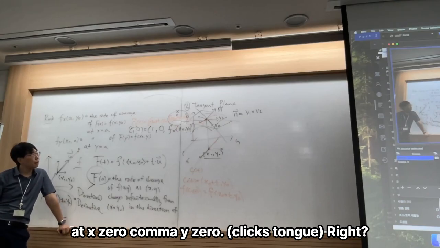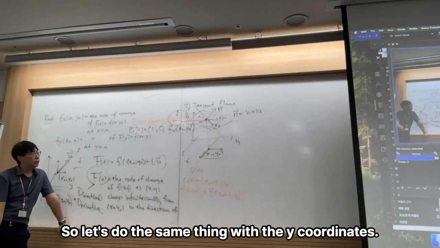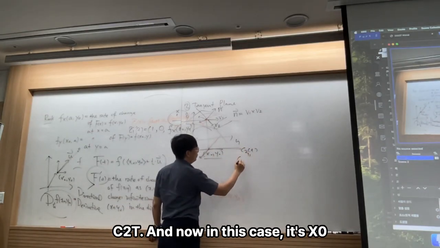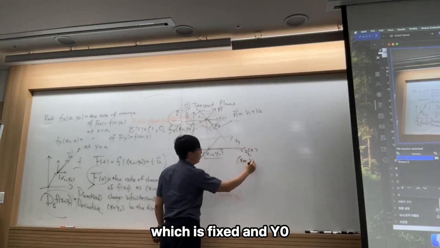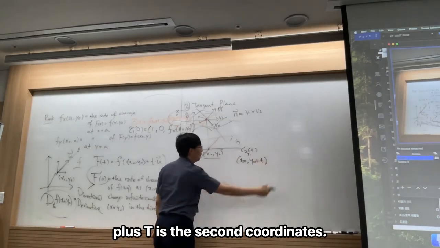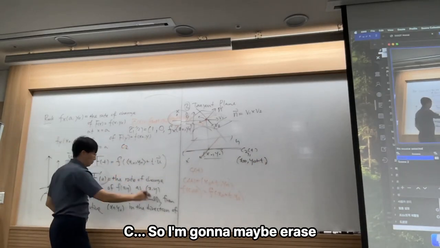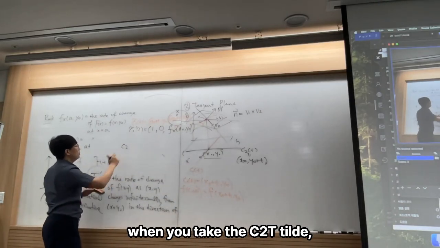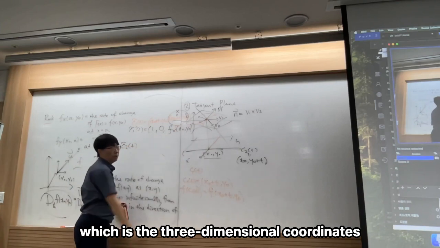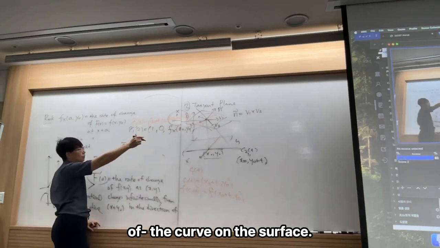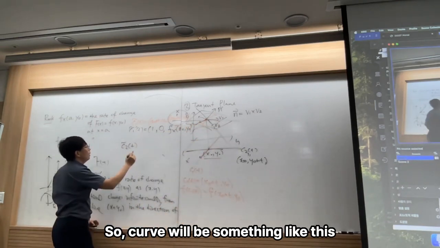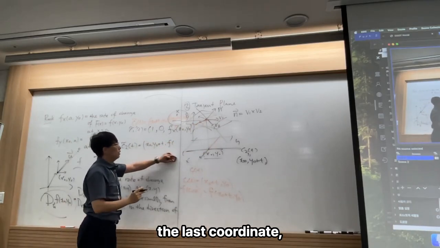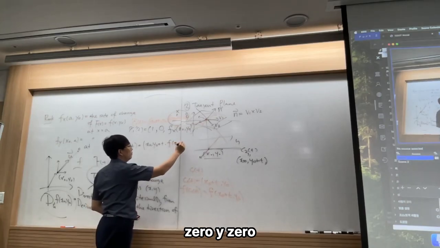Right? So let's do the same thing with the y coordinates. Pretend that we have movement along the y-axis, c2 of t, and now in this case x0 is fixed, and y0 plus t is the second coordinate. Let me erase a little bit here. So c2 tilde is the three-dimensional coordinates of the curve on the surface. The curve will be something like this: x0, y0 plus t, and the last coordinate, the z coordinate, is f of x0, y0 plus t.